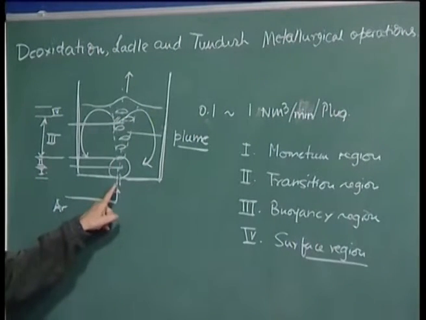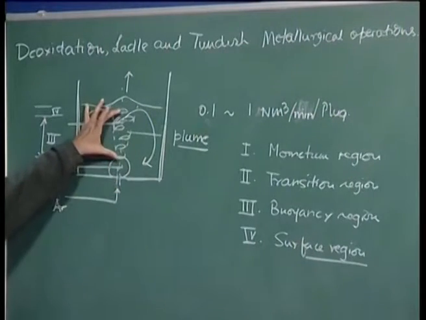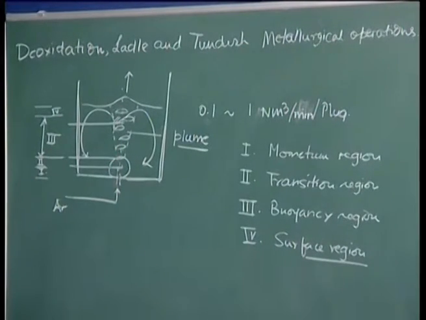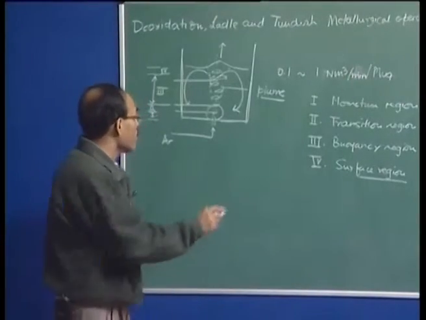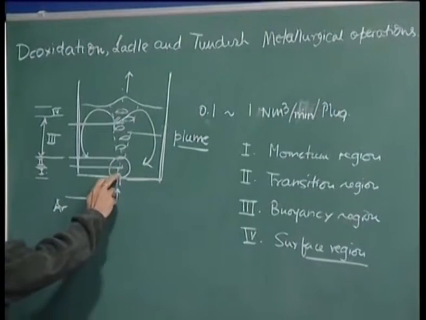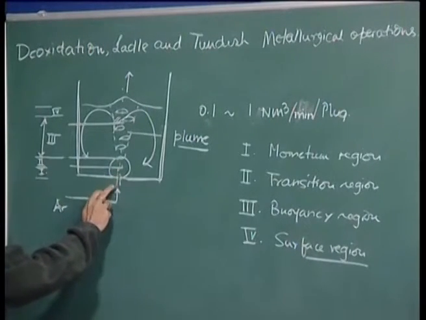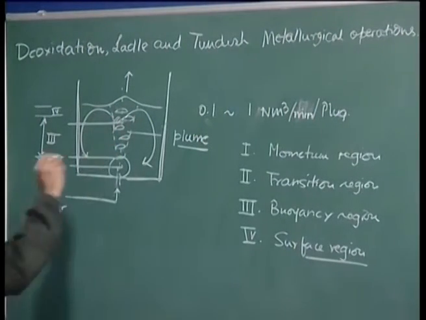The nozzle or the orifice has very little role as far as the dynamics of this particular region is concerned, and that is why in ladle metallurgy steel making we often say that the nozzle dimensions are not critical to the characteristics of the plume and the bulk recirculation which is produced.